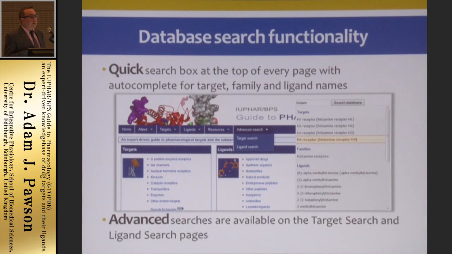So I touched on the search functionality of the database earlier. So there's two ways you can search the database. The first is through the quick search function at the top, which provides an autocomplete function. So as you start typing, you'll all be aware of this. It'll give you information about either targets, the families, or the ligands that contain the word histamine in them, for example. And then there's also the advanced search functionality in the database.